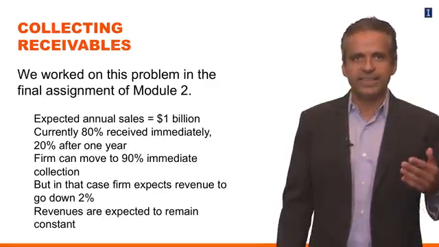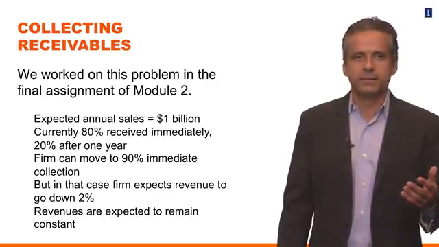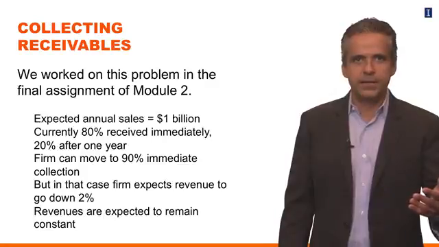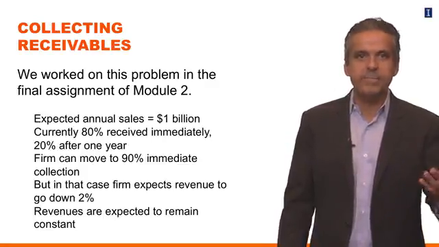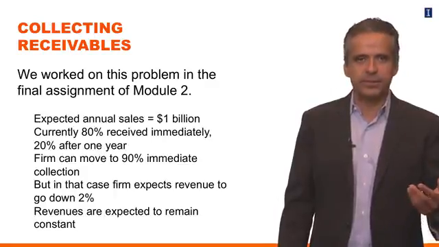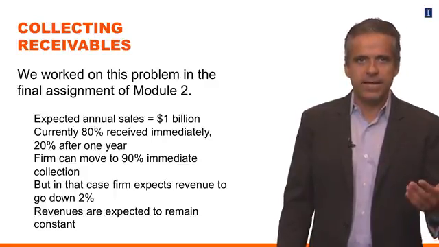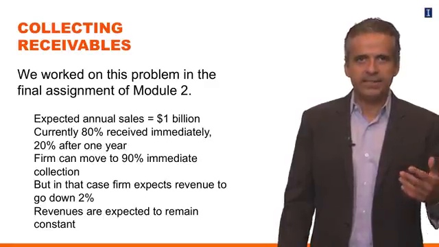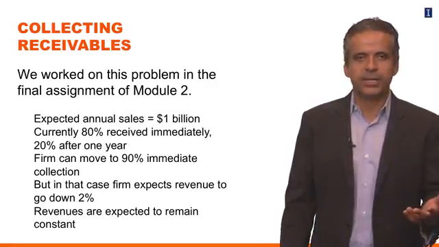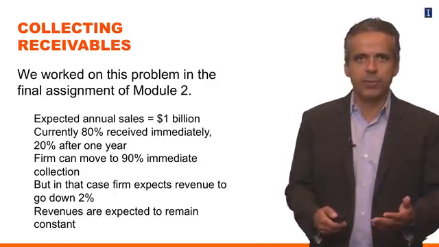Currently, the company receives 80% immediately, and 20% after 1 year. And the firm has the choice to move to 90% immediate collection. So you get 90% of the cash immediately. But then the cost is that if the firm does that, sales are going to go down by 2%. So that was the nature of the problem.